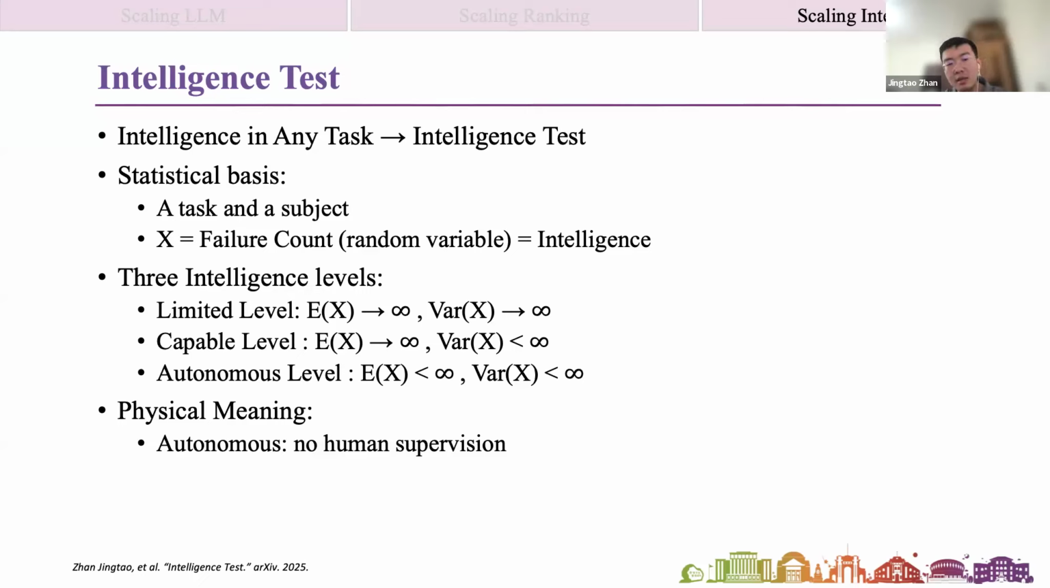And it has a physical meaning: if a subject reaches the autonomous level, it can stably find the correct solutions within a limited number of attempts, so it can find the solution with its own effort, and the effort is affordable because it's finite instead of infinite. So if a subject reaches the autonomous level, it does not require any more external supervision, and it can autonomously operate by itself.